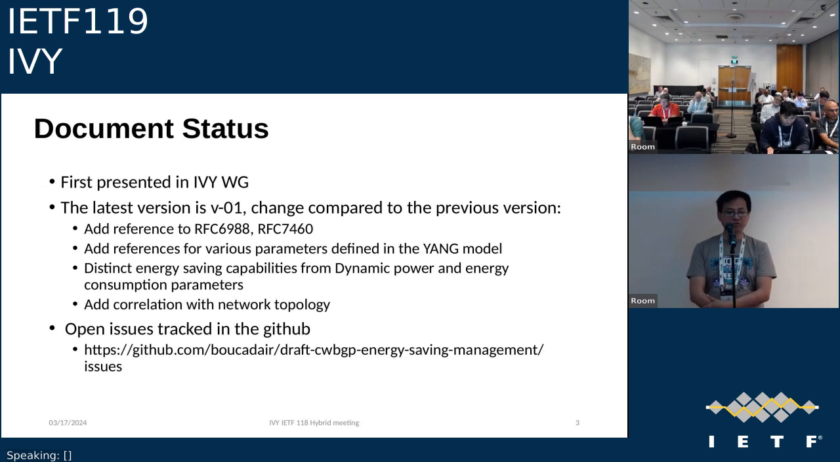And we try to distinguish energy saving capability from dynamic power and energy consumption parameters, but we model them together in the same model. Actually, just before, somebody mentioned inventory capability, this kind of concept. So this is something we try to model, and we think it is a very useful target for specific use cases. We also try to add a correlation with network topology. We have already set up a GitHub to track all the open issues in this draft, and if you have interest, feel free to contribute with your comments and input.